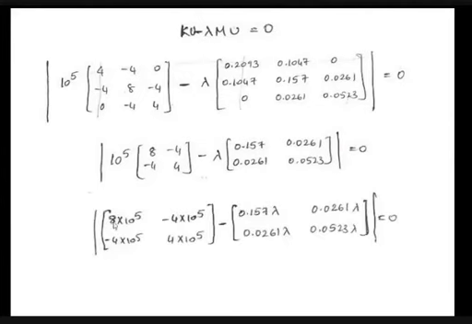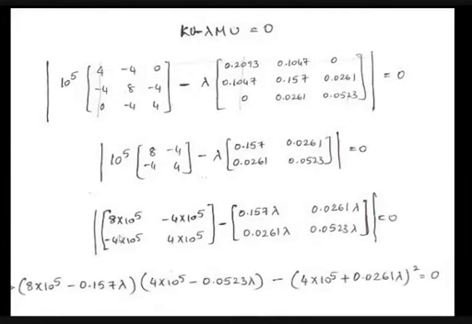So what do I have? I'll just multiply this. 8 into 10 to the power of 5, minus 4 into 10 to the power of 5, minus 4 into 10 to the power of 5, 4 into 10 to the power of 5. So here if you see 0.157 lambda, 0.0261 lambda, 0.0261 lambda, 0.0523 lambda. So just take the terms, that is 8 into 10 to the power of 5 minus 0.0157 lambda into 4 into 10 to the power of 5 minus 0.0523 lambda. This is to find out the determinant.